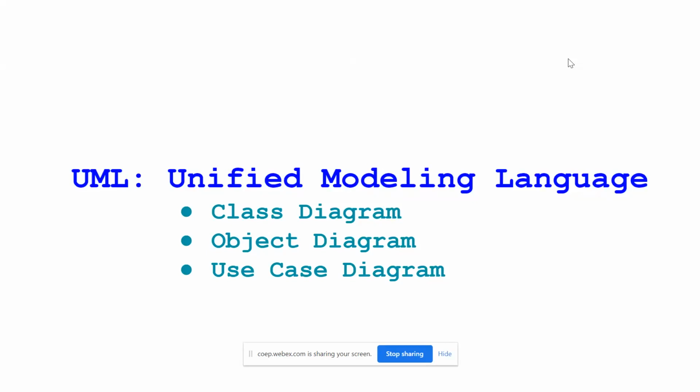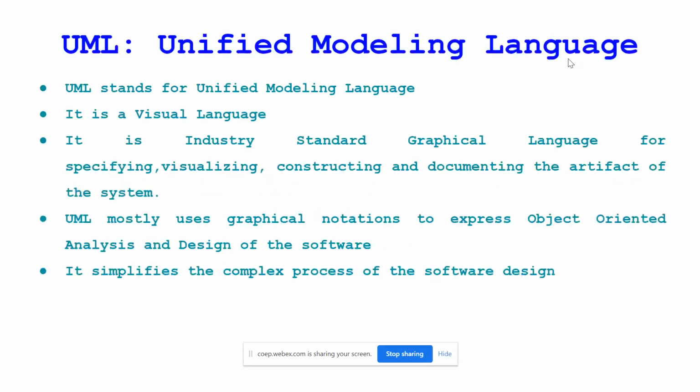In the UML, or Unified Modeling Language, this is a graphical way of representation. Here I'll tell you something about this. UML stands for Unified Modeling Language, as you know. It is a visual language, as I said, to represent any programming concept in a non-programming way. So it is an industry standard graphical language, we can say, for specifying the concepts we have, to visualize, to construct, or to document the artifacts of the system.